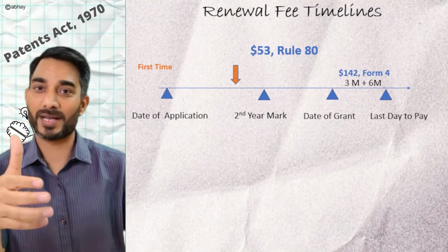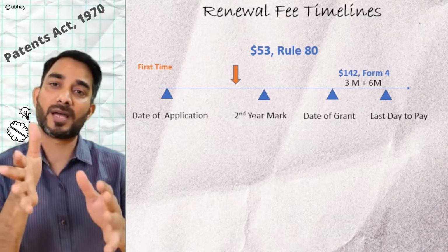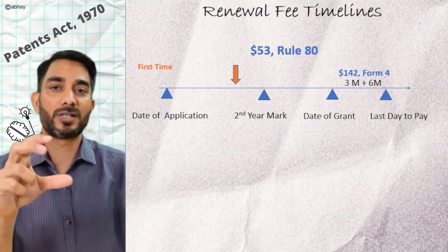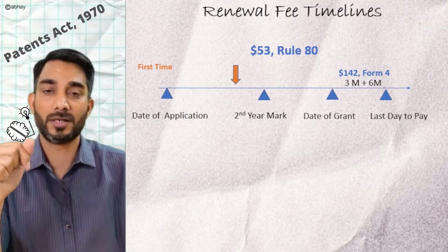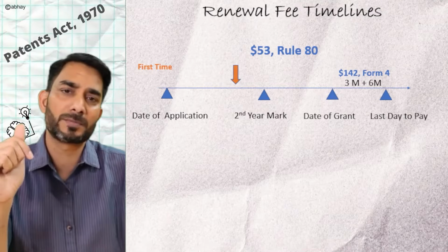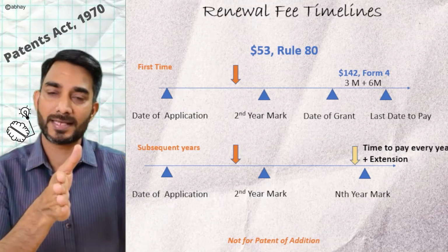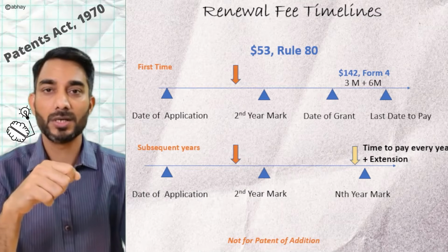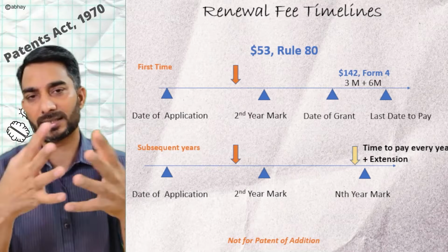But there is an option to extend the timeline also. You use Form 4 to extend the timelines by another 6 months. So with this, you may be able to get 9 months to pay the renewal charges which have become payable from third year onwards. This was the case when you were paying the renewal charges for the first time after the grant. What about the subsequent years? For subsequent years, you pay for the next year before the expiry of this year. So let's say for n plus 1 year, you would be paying before the expiry of nth year. Here also you can seek extension.